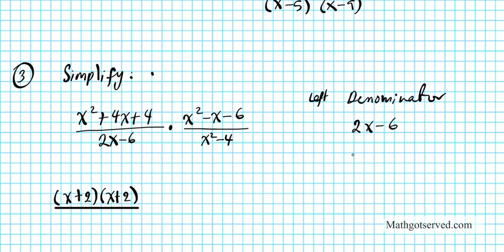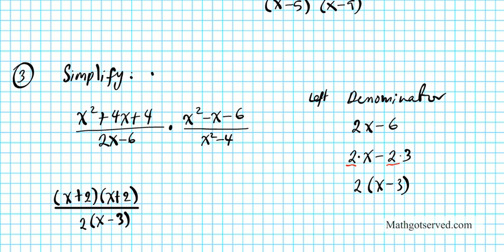So break it down as 2 times x, and 6 is 2 times 3. What's common? 2 is common. So factor it out: 2, and you're left with x minus 3. So 2 times (x minus 3) is the factored form of the denominator on the left. This can't be factored any further.